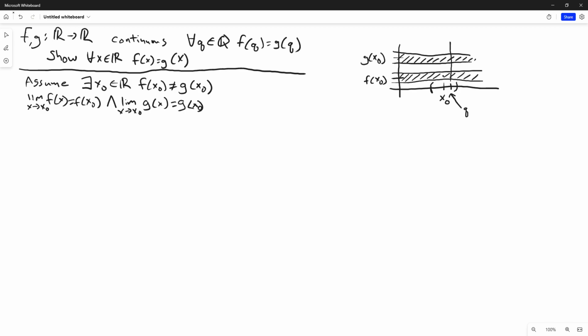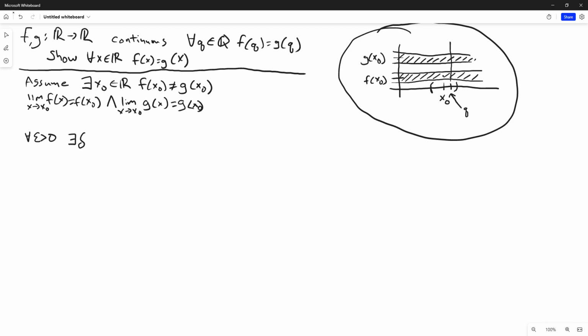Alright, and now let's just write out what this means in terms of deltas and epsilons. It's easy to kind of get lost in all the deltas and epsilons, so it helps to have an idea of where you're going with the proof. So what does the definition say? For all epsilon greater than 0, there exists a delta greater than 0, such that when 0 is less than the distance between x and x0, less than delta, this implies the distance from f of x to f of x0 is less than epsilon.